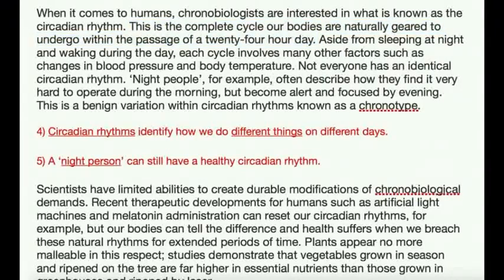However, this is not the same as what we have here. Circadian rhythms identify how we do different things on different days. It's not about doing different things on different days. It's what we do every day, or the cycle our bodies have within each 24-hour day, which will probably be repeated every day, rather than actually being different. So in this case then, this one is false because it's not the same. In other words, the information contradicts what is said in the text.